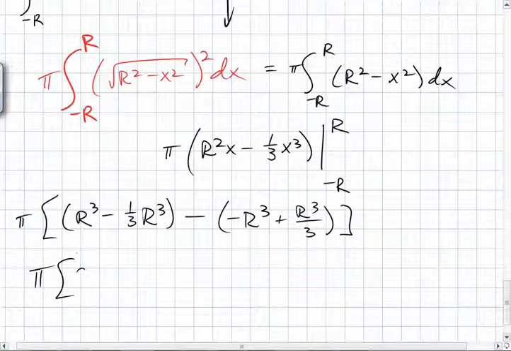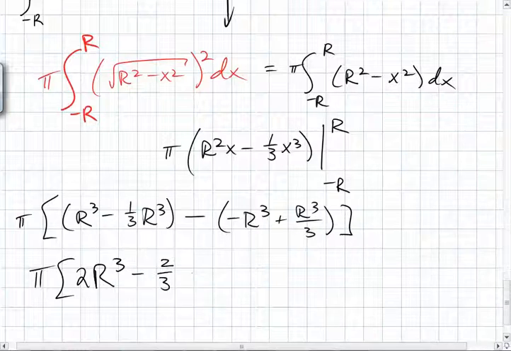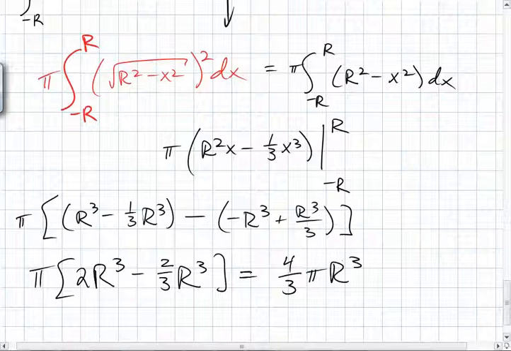It should be 2r cubed minus 2/3 r cubed, minus 2/3 r cubed. Now, is that okay still? Yes. Okay. That equals 4/3 pi r cubed. What you previously wrote also worked. You just did it in a different order. Yeah, it worked. This is better though. I like this.